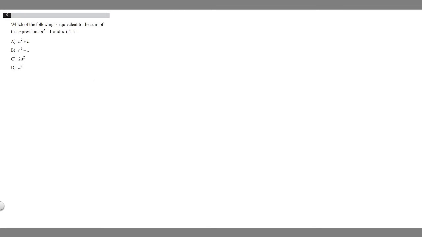So in this problem, we're asked which of the following is equivalent to the sum of the expressions a squared minus 1 and a plus 1. And so it's asking us to find the sum of these expressions. So the sum of an expression is just them added together. So what we want to do is add this to this. So if we write that out, a squared minus 1 and then plus a plus 1.